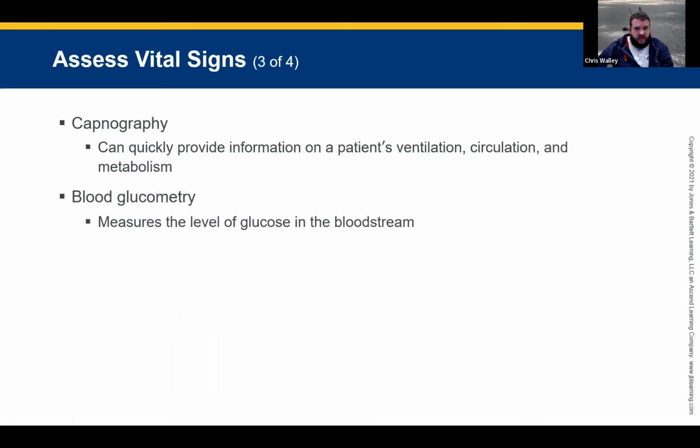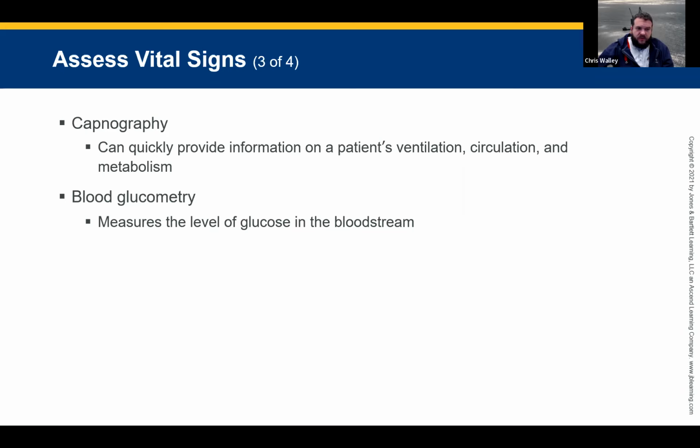Next, capnography. I don't want you to have to learn this, I just want you to know what it is. It quickly provides information on a patient's ventilation, circulation, and metabolism. We're just going to keep going.